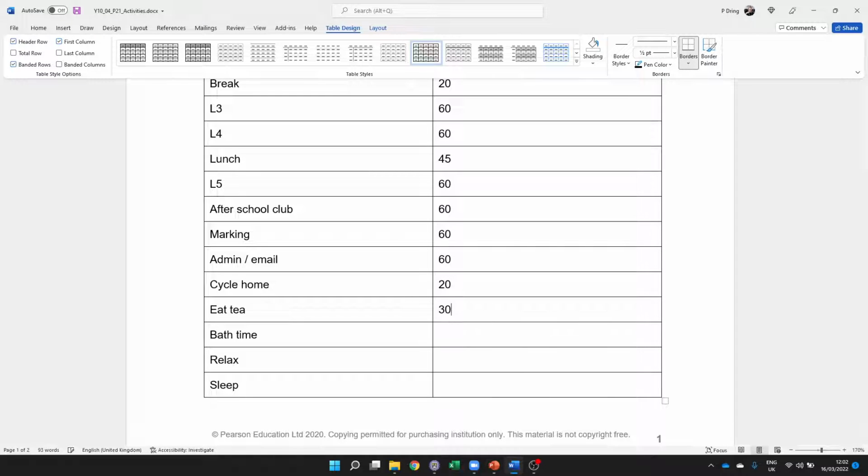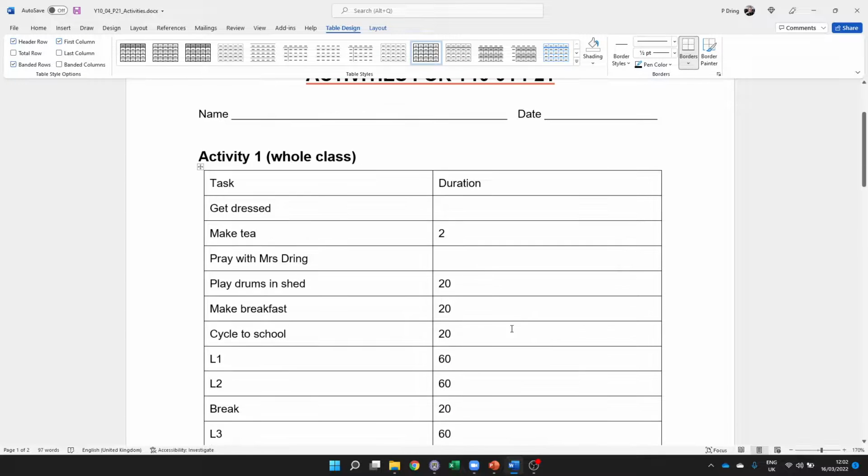Eat tea, oh, I like that. Let's give it half an hour. Bath time, half an hour. Relax, have an hour. Sleep, oh yeah, lots of time for that. Don't know. 8 hours, 8 times 6 is 48. So let's say 480. That's about right, isn't it? So round robin means that you're only going to spend a certain amount of time on each task.